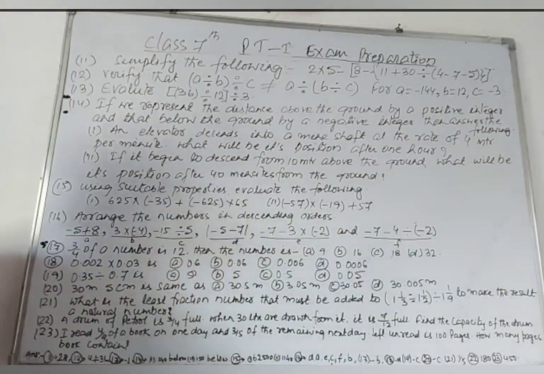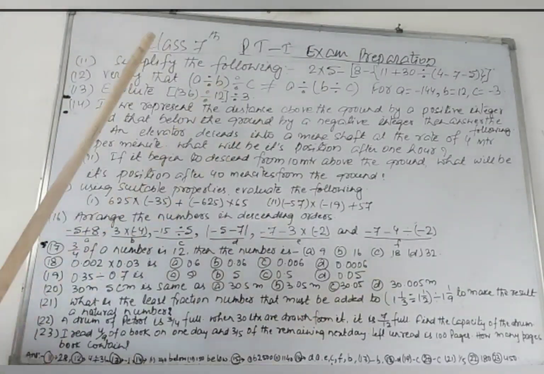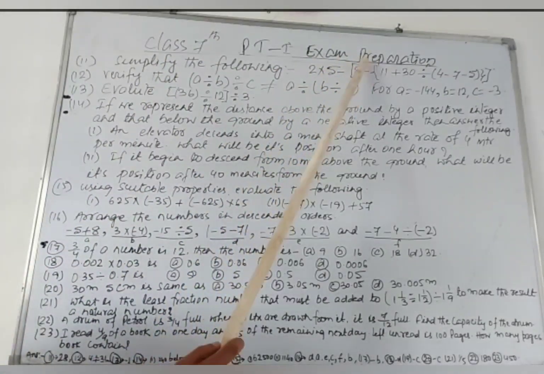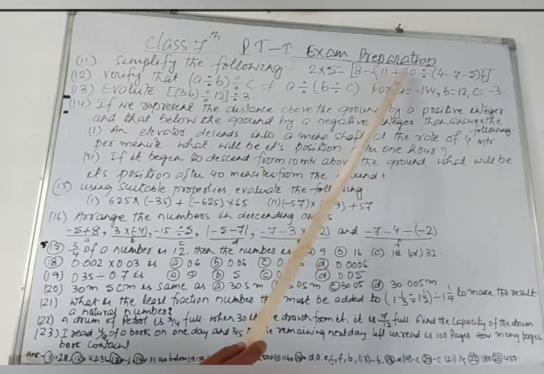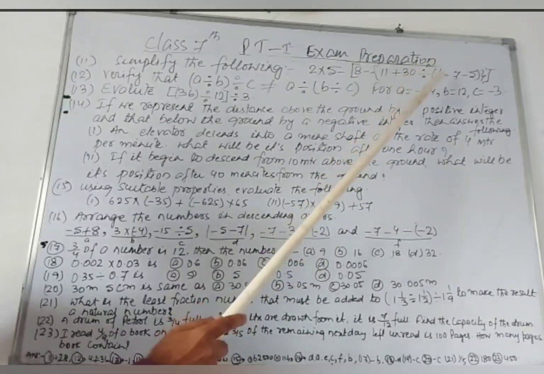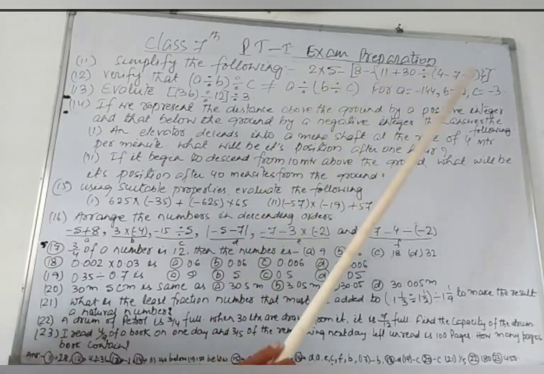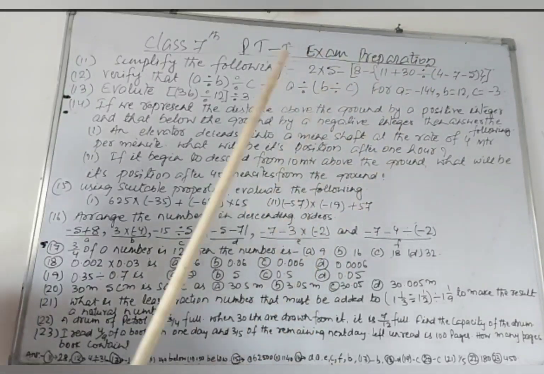Now, question number 11. Simplify the following: 2 into 5 minus, capital bracket start, 8 minus middle bracket 11 plus 30 divided by 4 minus 7 minus 5, like this. These are the terms. Do it patiently and you will get the answer.